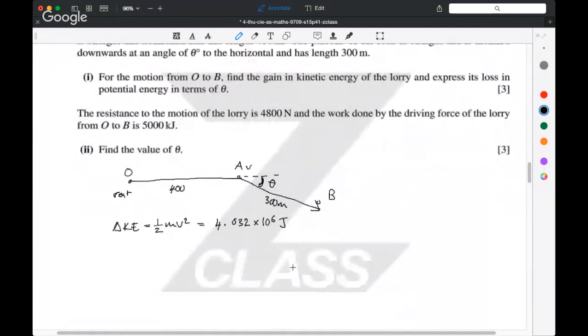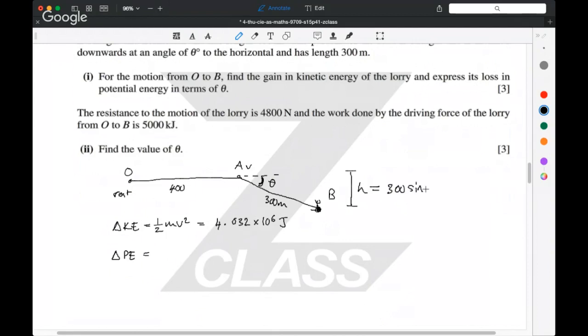And let's talk about the loss of potential energy. So it's a loss, it's going to be negative. So it's going to be the potential energy at B, which we're going to set to 0, minus the potential energy at A. So the height that it's changed is going to be 300 sine of theta. So this is going to be minus mgh, which is minus 4.2 times 10 to the 7 sine of theta joules. So that's just question 1.